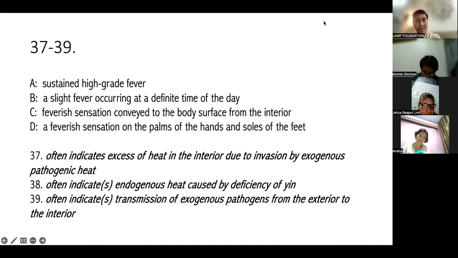Okay, ano na naging itsura ng tongue pag meron na pong invasion, kung pumasok na po sa interior yung heat? Bali, Dok, ma-red na po yung tip ng tongue niya. Ma-red na po yung coating ng tongue niya. Will it be the coating only or the whole tongue body?